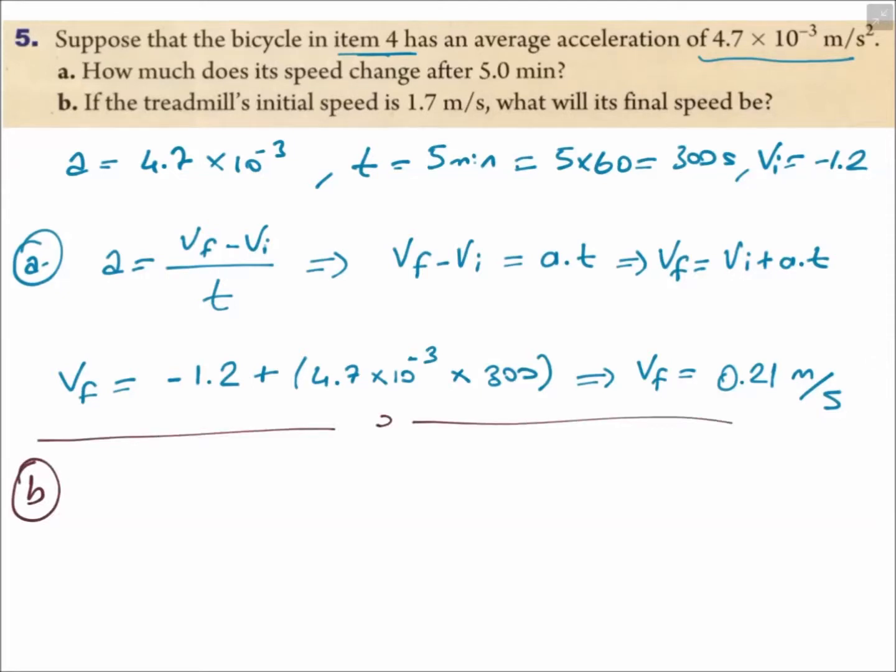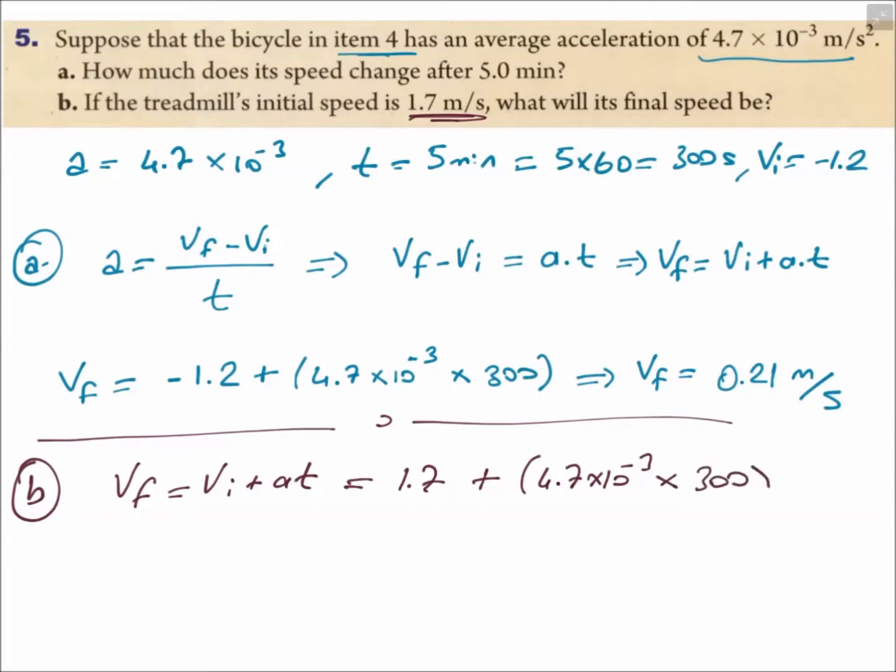At part B it says if the treadmill's initial speed is 1.7 meter per second, what's the final speed? B. V final equals v initial plus at, and the initial speed is 1.7 meter per second plus the acceleration, 4.7 times 10 to negative 3, multiplied by the time of 300 seconds. So the answer is going to be 3.11 meter per second. Thanks for listening.